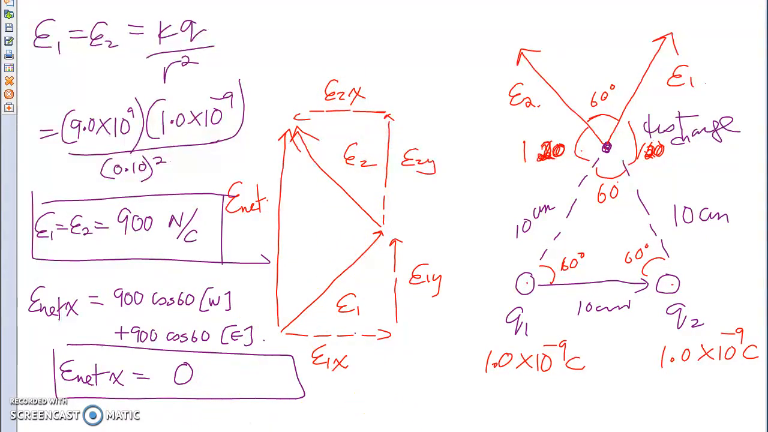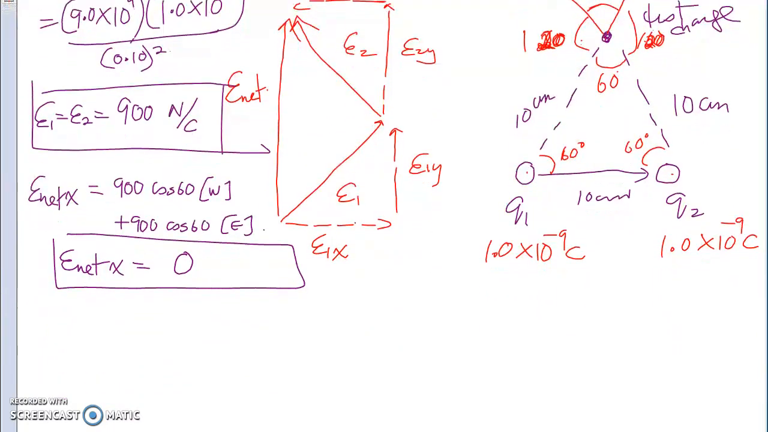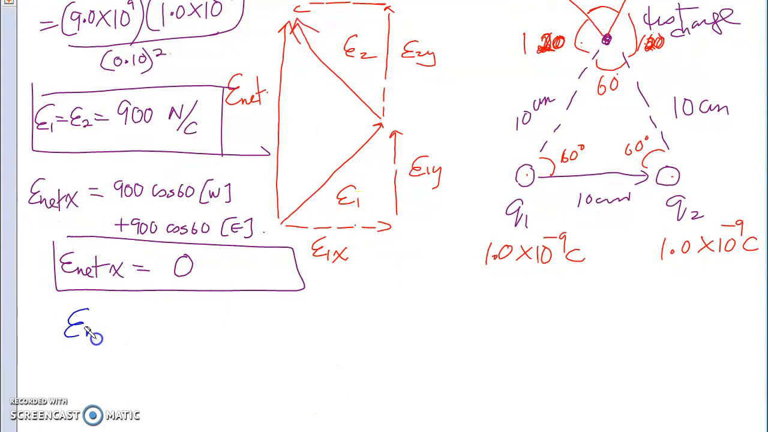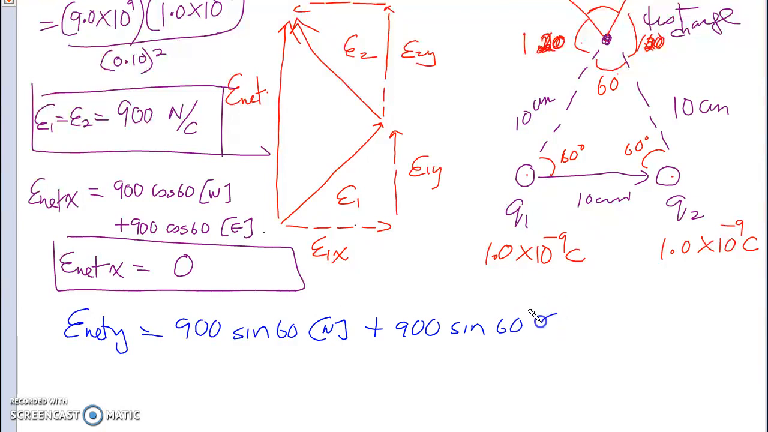Okay? However, now we're going to do our y. So E net y is going to be 900 sine of 60 going north, plus 900 sine of 60 also going north. Both of these are north. Y is going north, y going north. And what is your E net y?